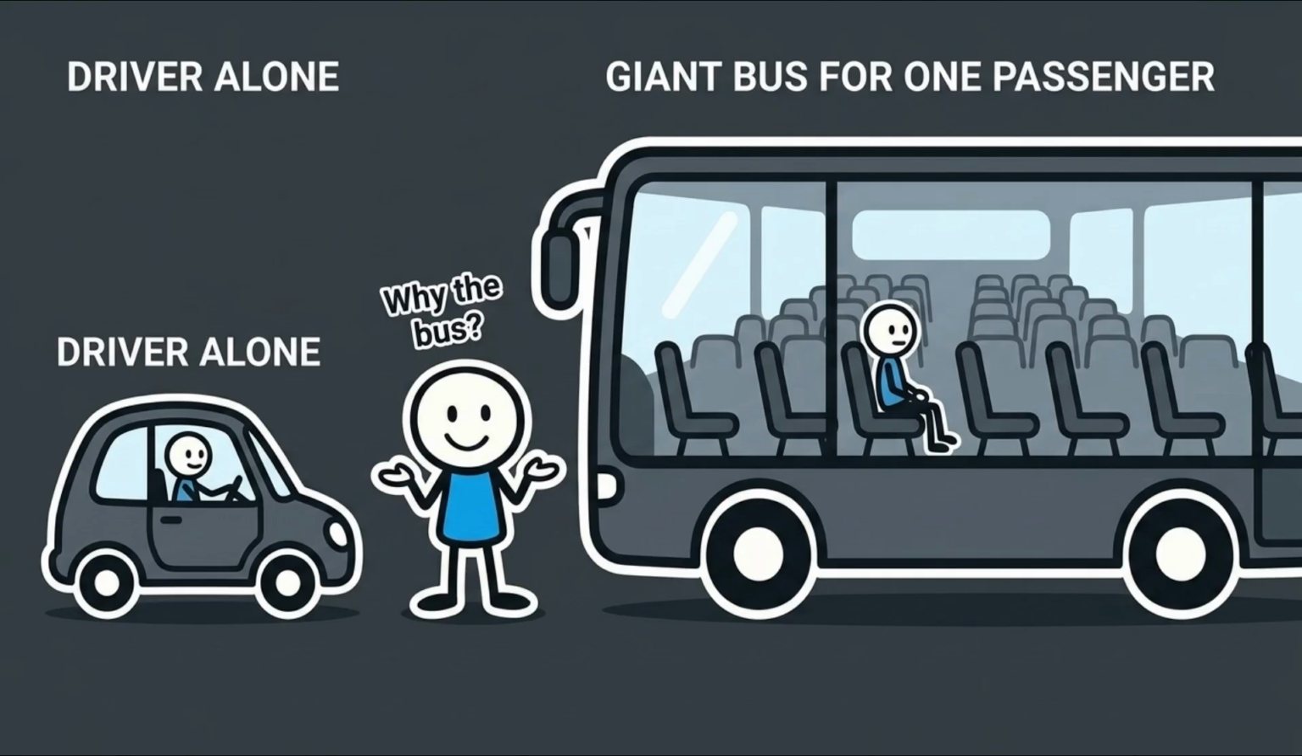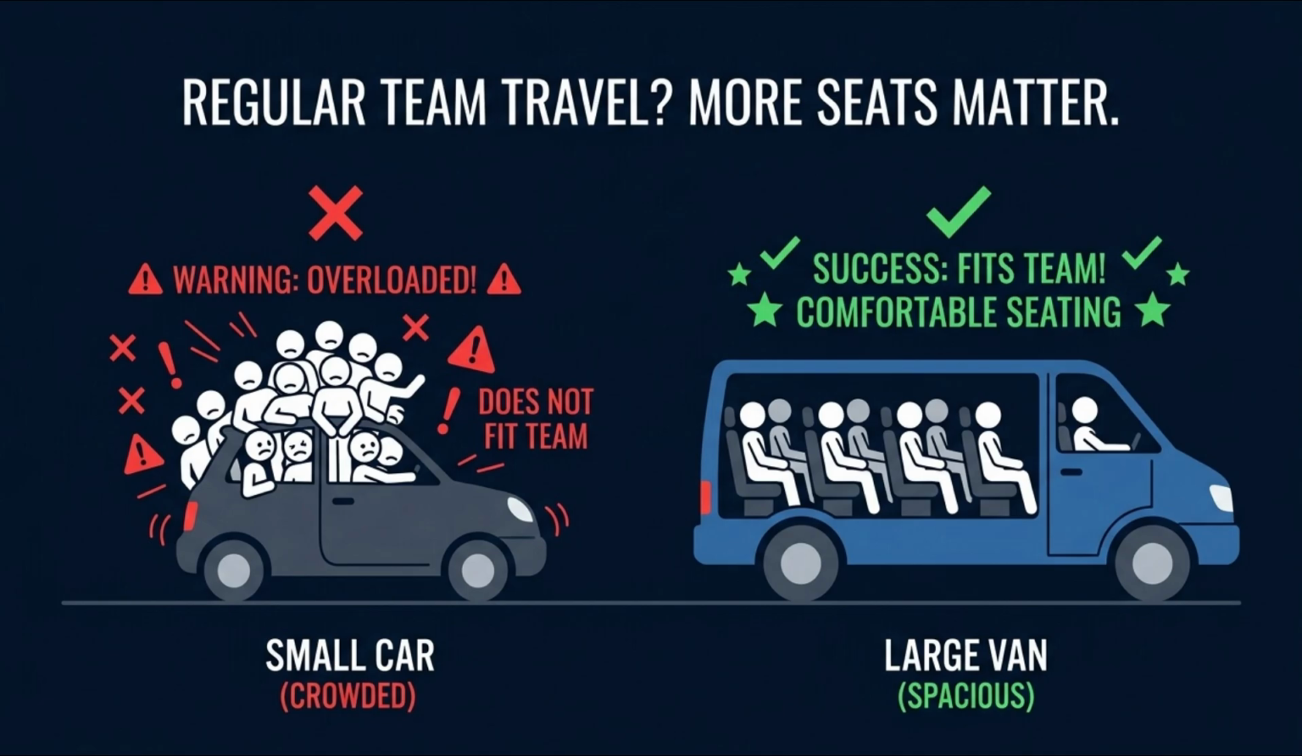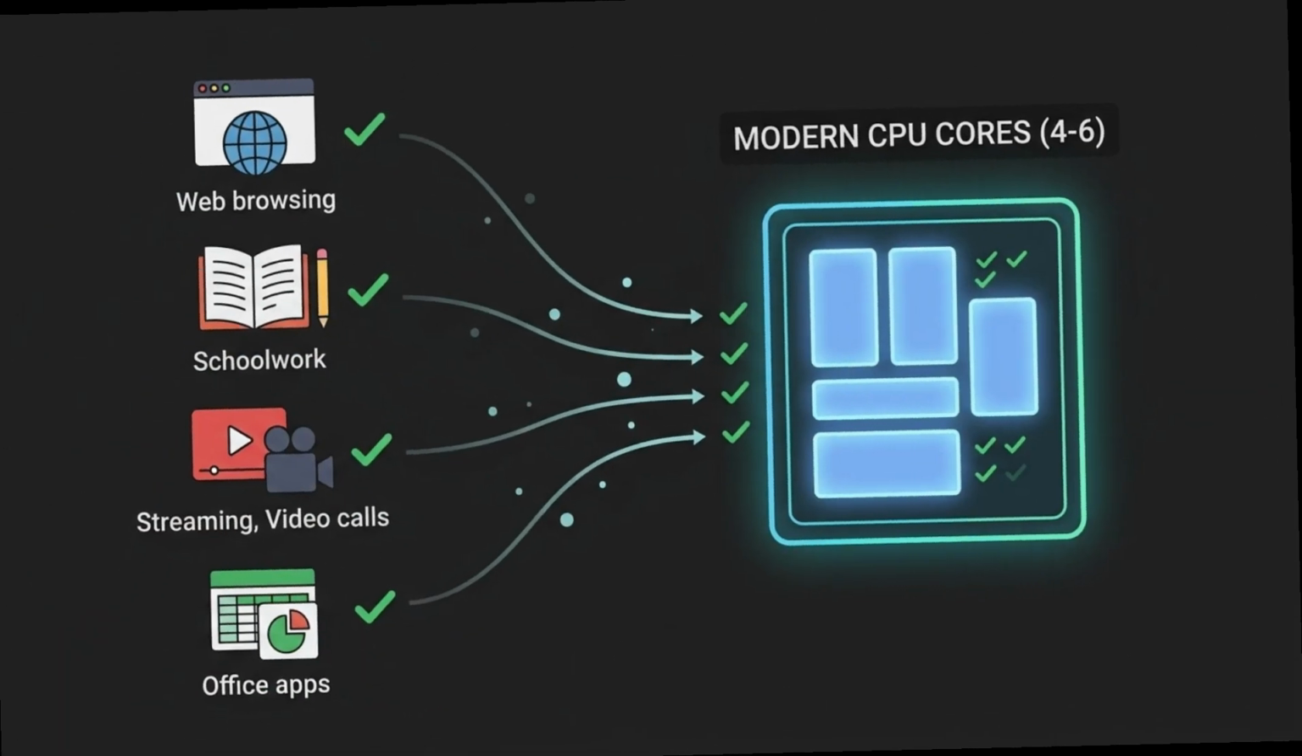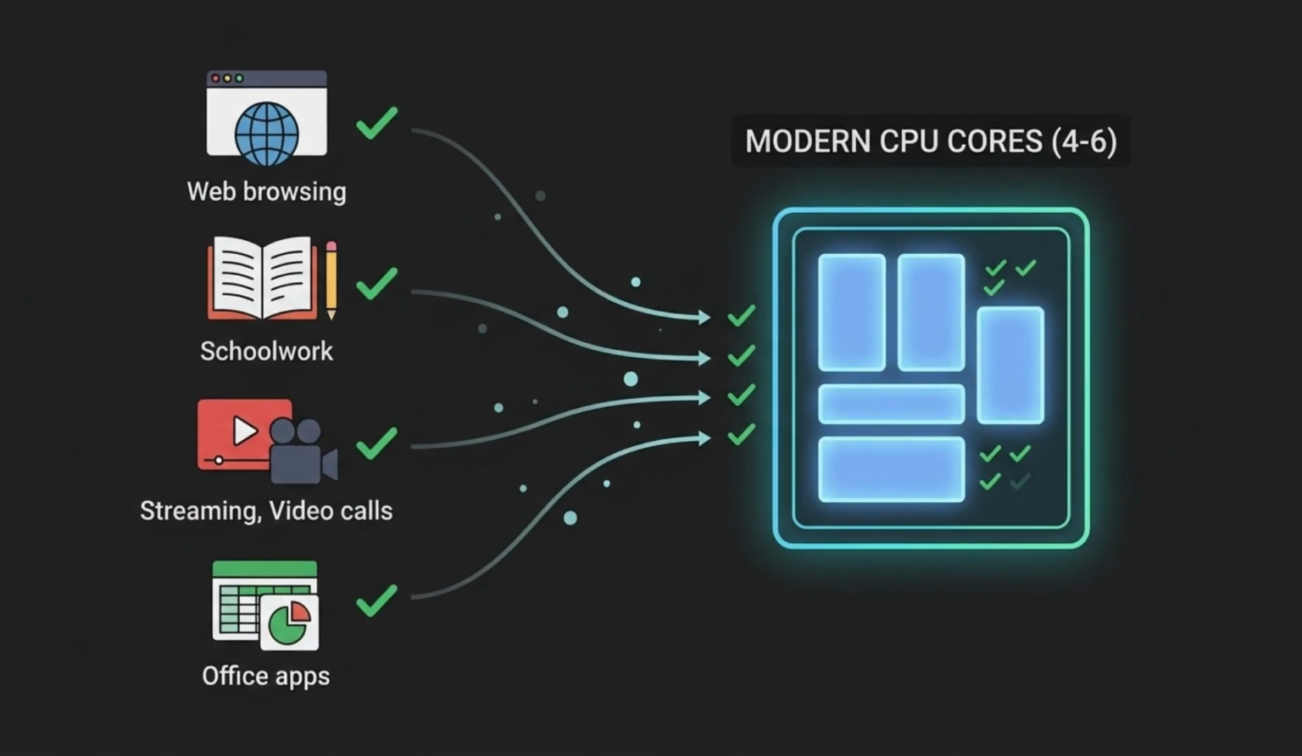Think of CPU cores like seats in a vehicle. If you usually drive alone, you do not need a giant bus. But if you regularly carry a whole team, a small two-seat car becomes a problem fast. Your CPU works the same way. For basic tasks like web browsing, schoolwork, streaming, video calls, and office apps, 4 to 6 modern cores can still feel smooth, especially if the CPU has good single-core performance.